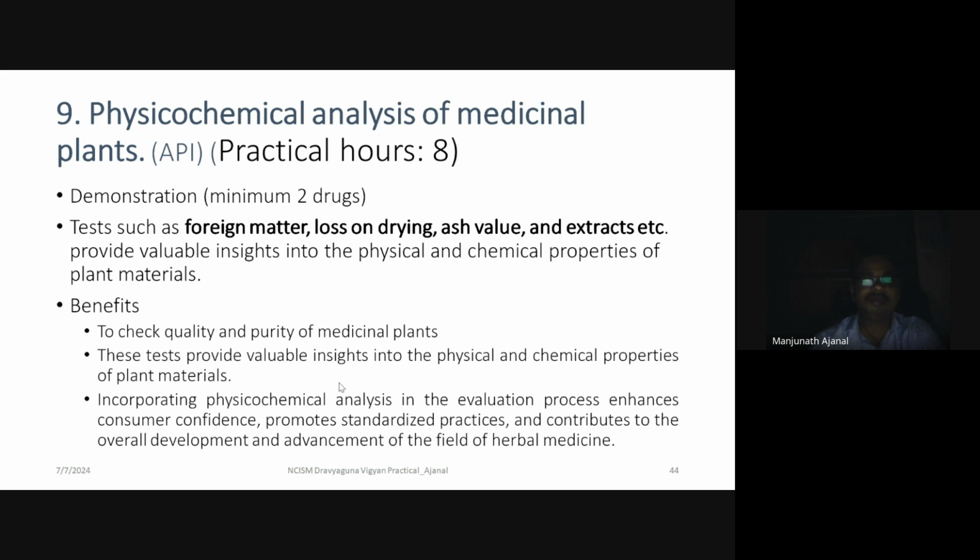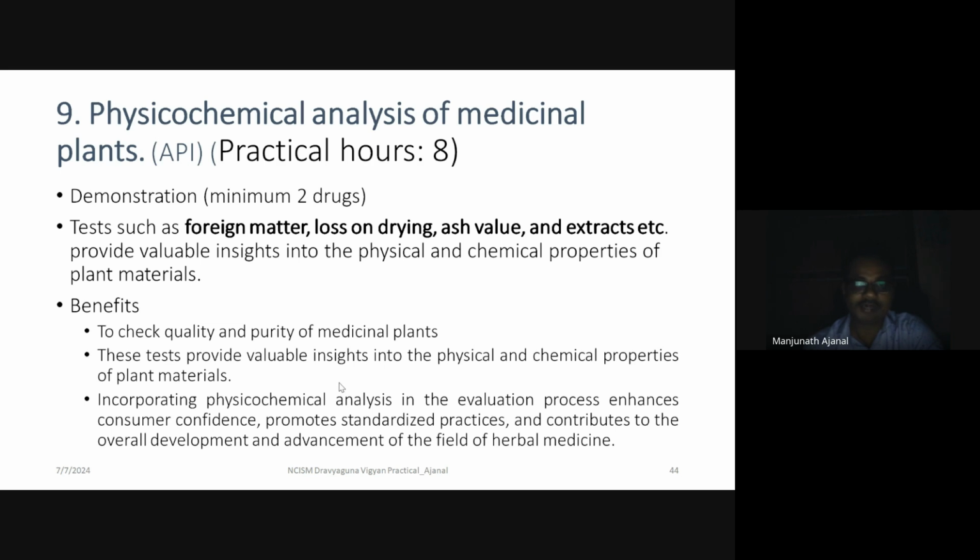Here a minimum of 2 drugs need to be studied as per the Ayurvedic Pharmacopoeia. The methods are available there. The tests to be done are foreign matter, loss on drying, ash value, extractive values, etc. So a minimum of 2 drugs are to be performed. The official part of the two drugs needs to be studied: their foreign matter, loss on drying, ash value, extracts.